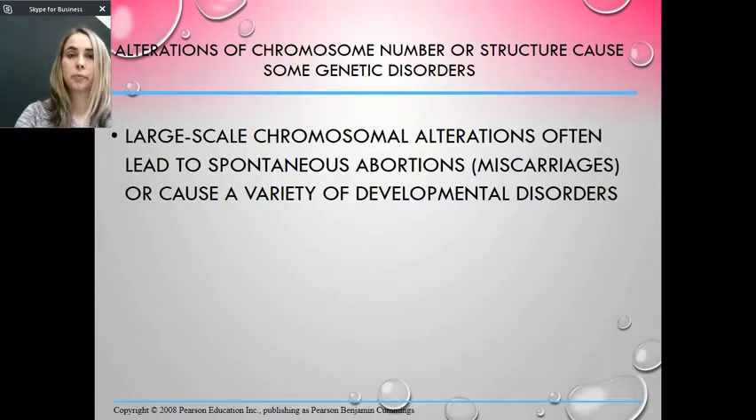Alterations of chromosome number or structure can cause some genetic disorders, and large-scale chromosomal alterations often lead to spontaneous abortions, and that is the medical term for what we call miscarriages. Or they can cause a variety of developmental disorders, and we will talk about a few of them.